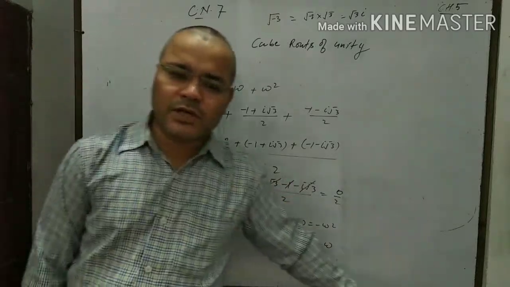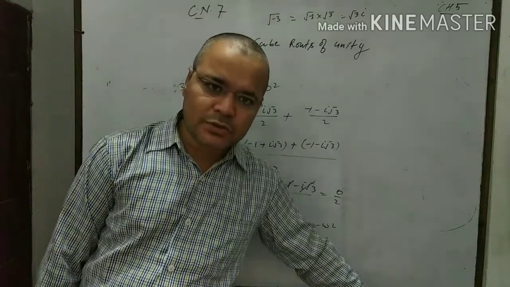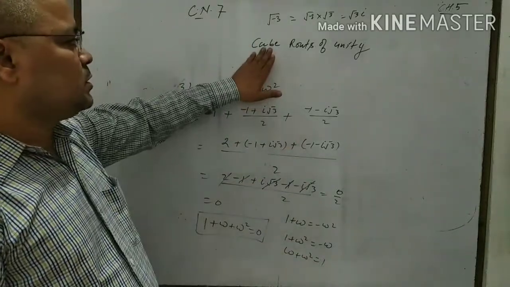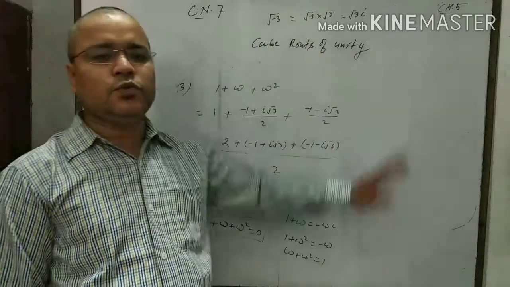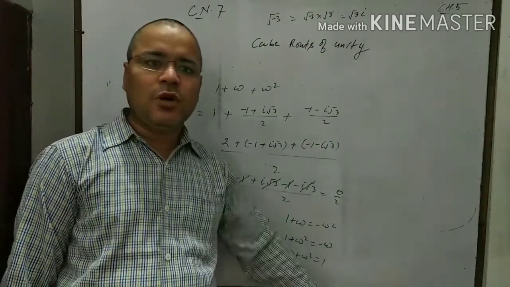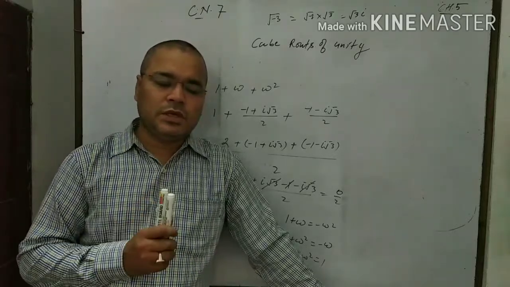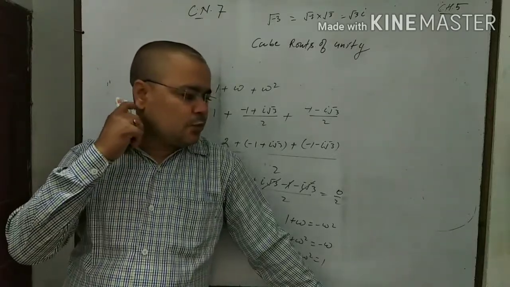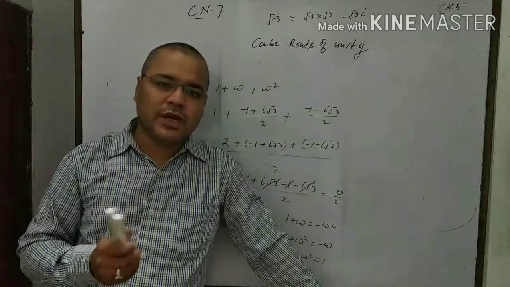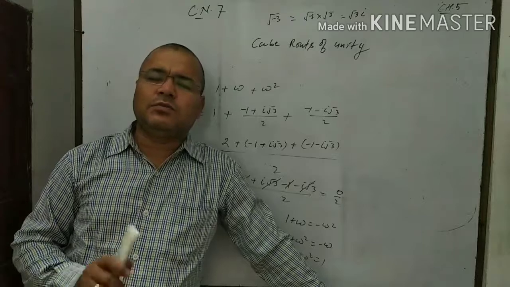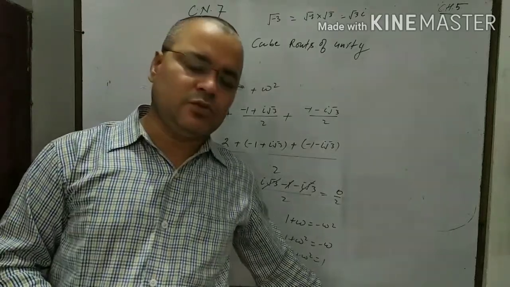If anyone asks what are 1, omega and omega square, you can say that they are nothing but the cube roots of unity. And what is the value of omega? Here you should note that omega is equal to minus 1 plus root 3 i by 2, and omega square is equal to minus 1 minus root 3 i by 2.